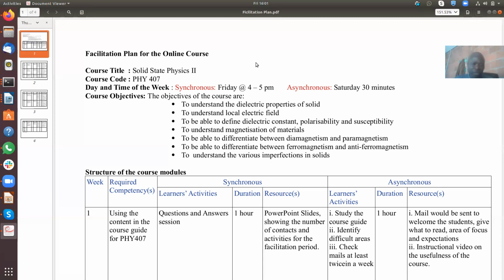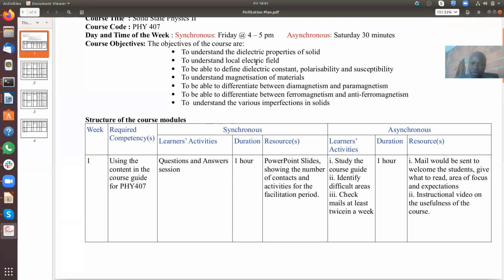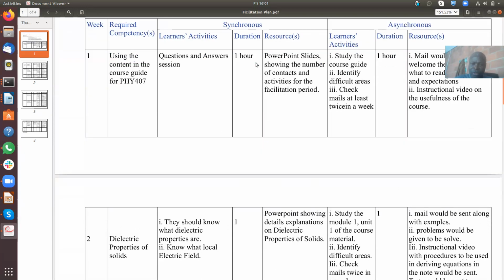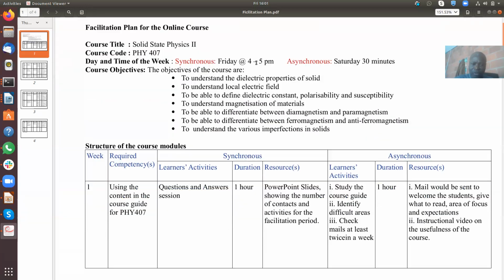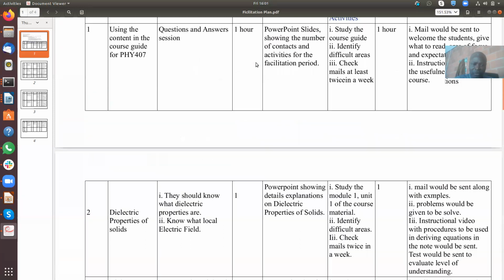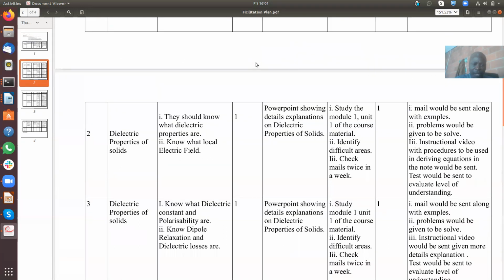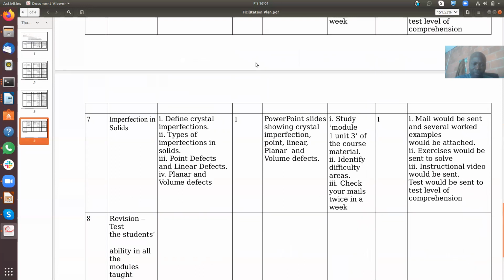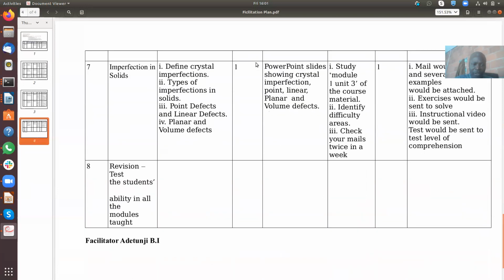Today is more or less an introduction to the course. I'm going to give you the details of what we are going to be doing for the next 8 weeks and what you are expected to learn from this course.